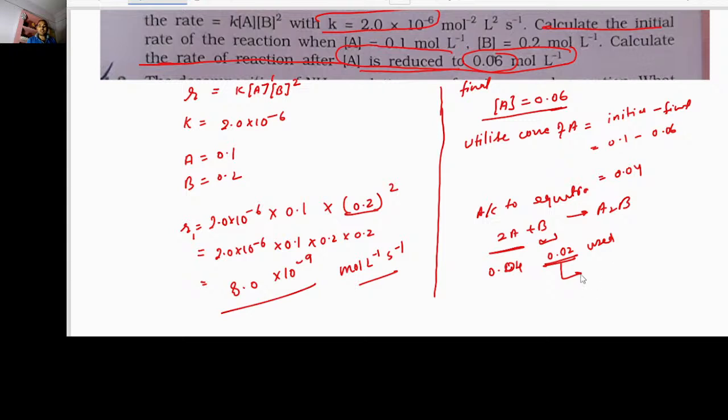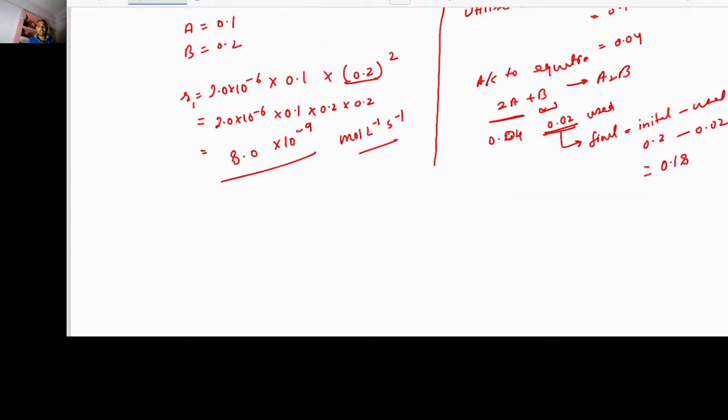So how do we calculate the final concentration? Final concentration is the initial minus the used one. The initial concentration of B is 0.2, so 0.2 minus 0.02. How much is it coming, student? It is coming 0.18. Now you have the final concentration of both, student.